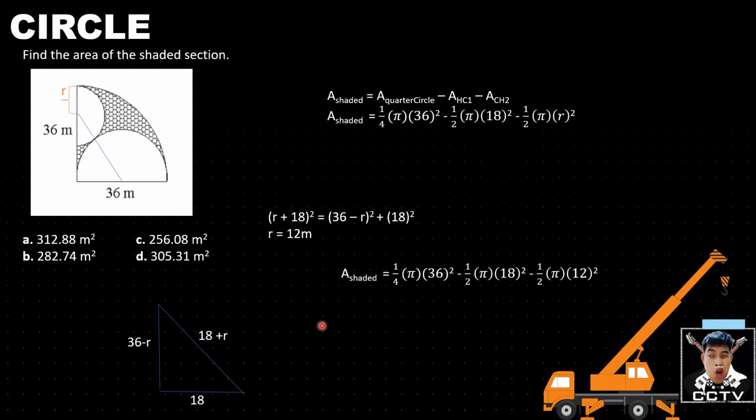You'll get R, and that is 12 meters. Substitute and you'll get the shaded area. And that's the answer.